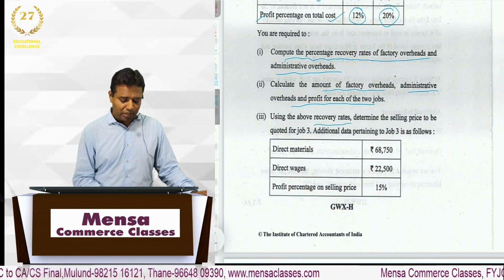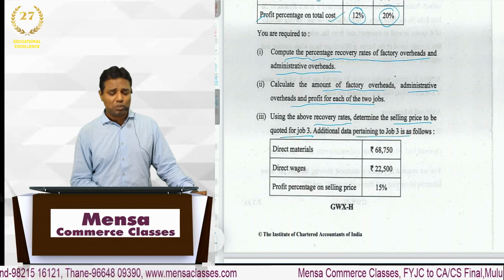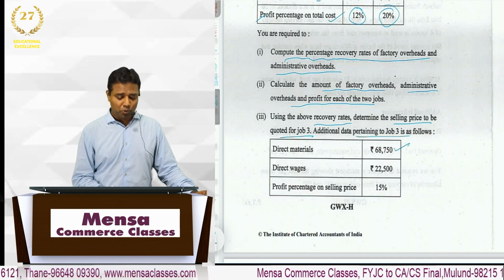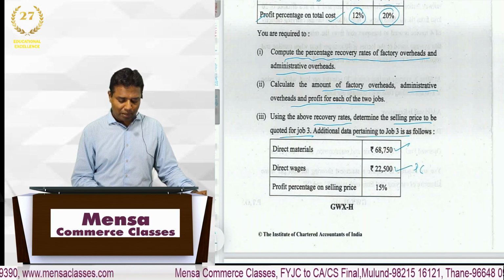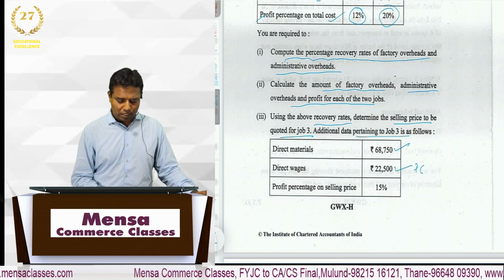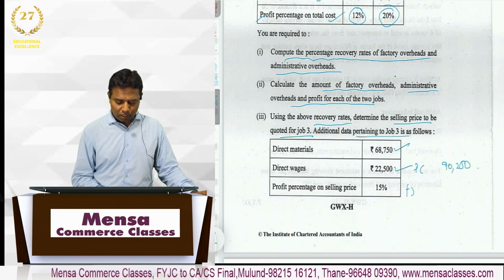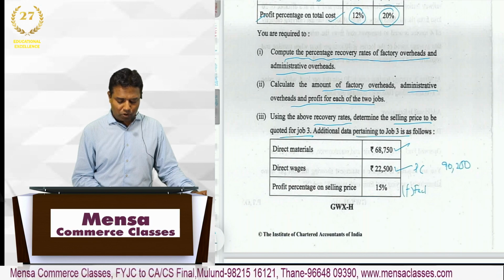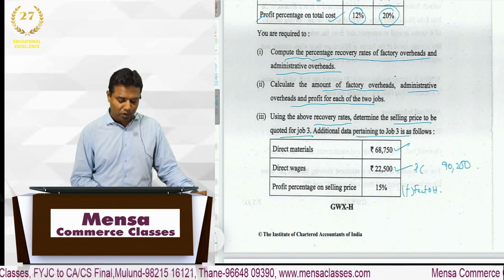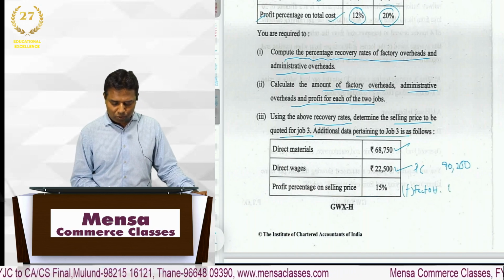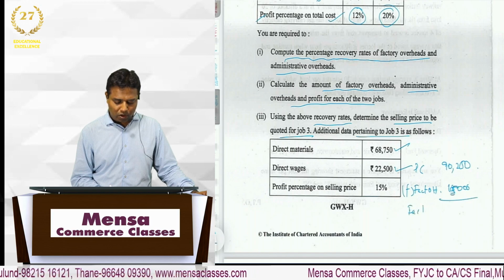Using the above recovery rate, determine the selling price of job number 3. Additional data is given. This is very simple. Direct material you know, direct wages you know. So add that, you will get the prime cost. The prime cost will come to 90,250 plus the factory overheads. For factory overheads, what do you do? 66.667% of 22,500, that will come to 15,000. Add the 15,000.